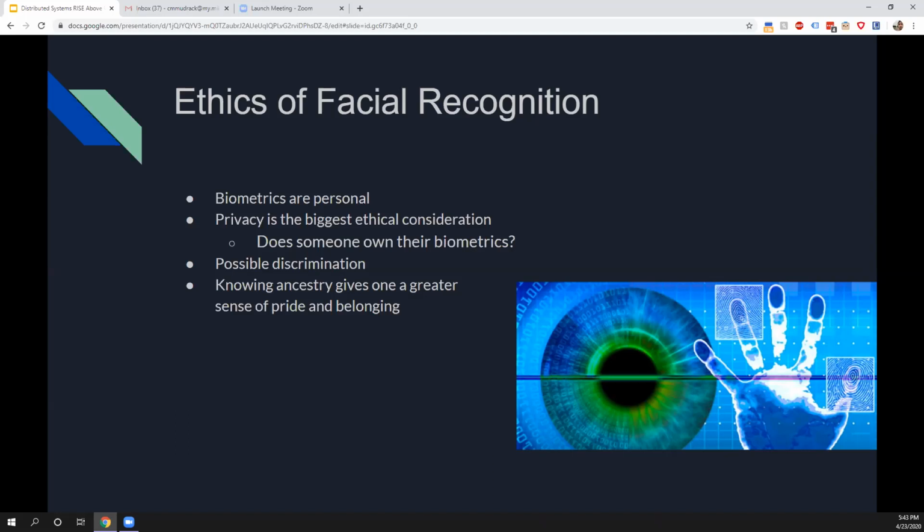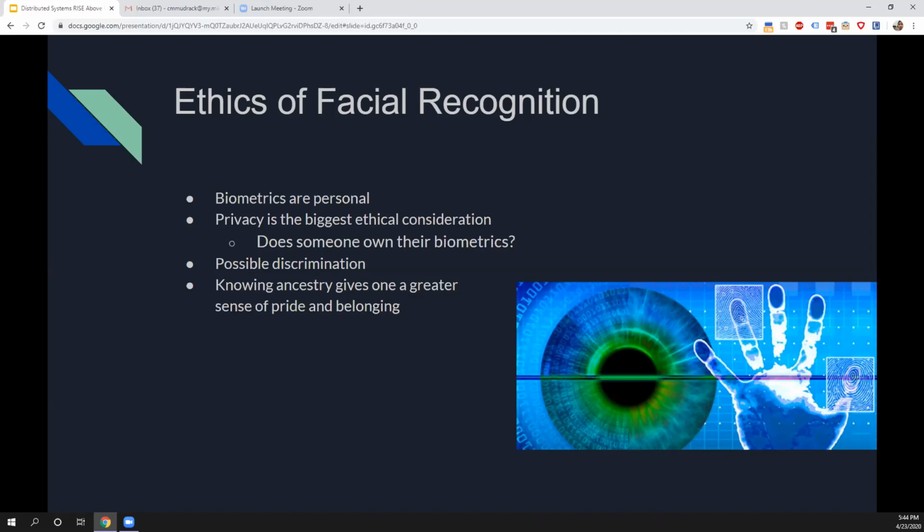Another thing is, if this facial recognition for ancestry were to get really accurate, you could use that to discriminate against people, even inadvertently. If you take a picture of your neighbor and you run it through the software and discover he's from a certain ancestral background, you might inadvertently treat him differently, and that's just never good.